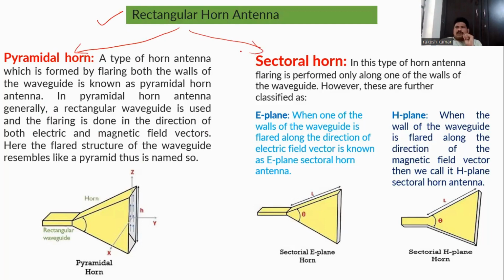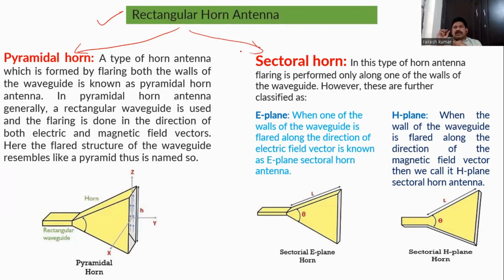Okay. So, what are the two classifications of horn antenna? Rectangular horn antenna and circular horn antenna. Again, coming to the rectangular horn antenna, it is divided into two types. One is the pyramidal horn antenna and the other is the sectorial horn antenna. What is meant by this sectorial horn antenna?